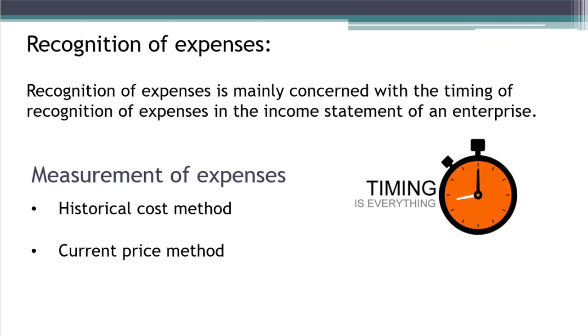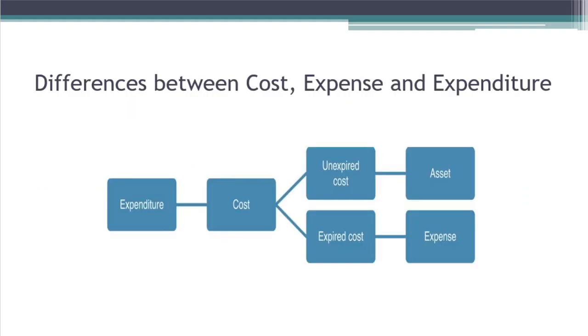Let us move to the next concept, that is the difference between cost, expenses and expenditure. The difference between cost and expense is that cost identifies an expenditure, while expense refers to the consumption of an item acquired. Cost is most closely related with the term expenditure. As the diagram shows, if the cost expires, it is called as an expense. If the cost is unexpired, it is considered as an asset.